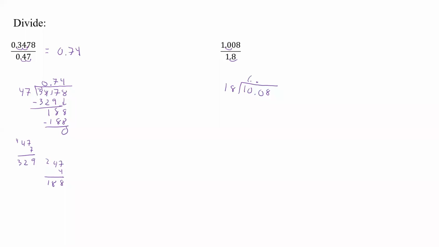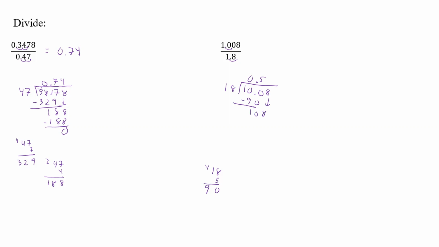Well, 18 doesn't go into 10, so that's a 0. So 18 goes into 100. Well, 18 times, let's say 5 might be close. That's going to give us 40. That's going to give us a 9. If we do another 18, that's going to be over, so 5 should be a good number. And so it's going to be 90. Subtract, that's going to give us 10.